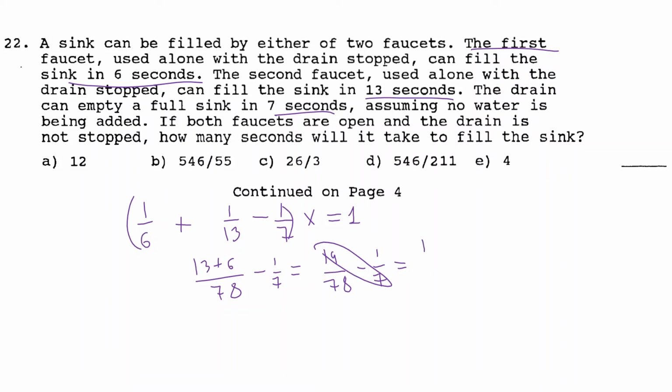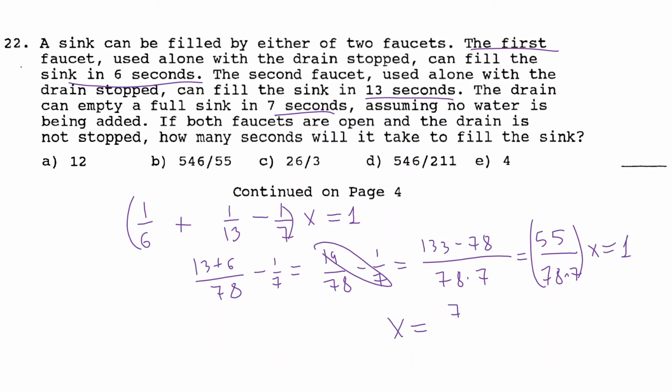770 133 minus 78 all over this crazy 78 times 7. So that is 8055 over some crazy number. 78 times 7. X equals 1. So what is x? X is therefore 78 times 7 over 55. I'm looking at the denominator. It's b. I don't even have to multiply the top.